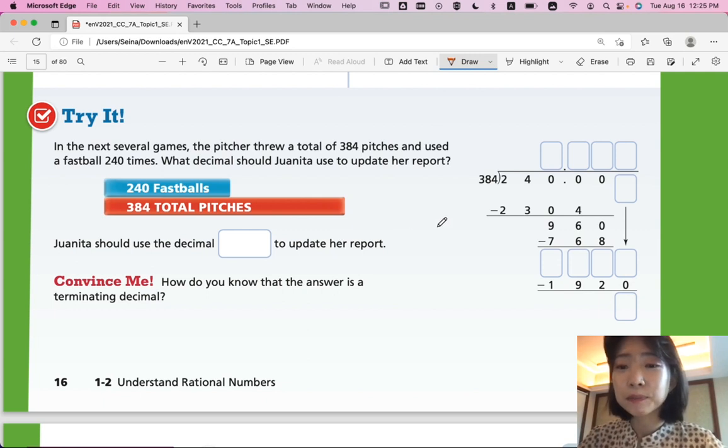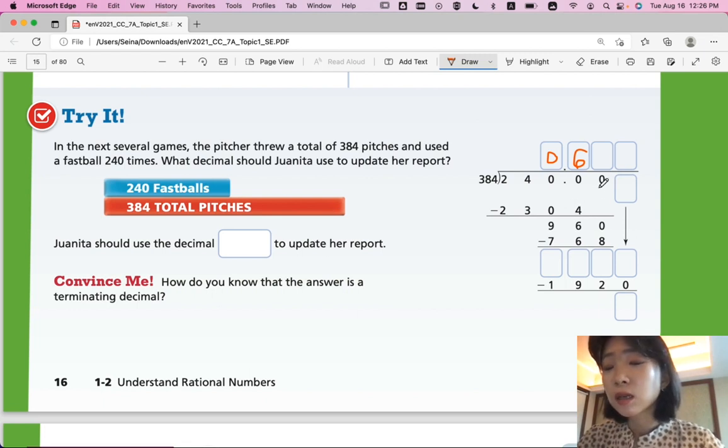Okay, are you ready? So divide 240 by 384. 384 doesn't go into 240. It's greater than 240, right? So you're going to start with 0 here, and then pull down the 0, and see how many times 384 goes into 2,400. You will get 6 times 384 is 2,304.